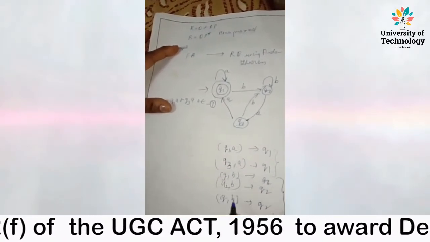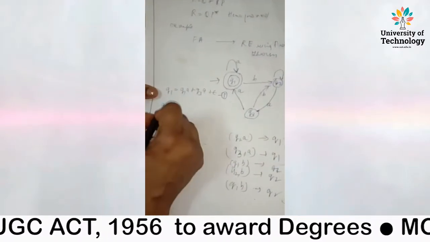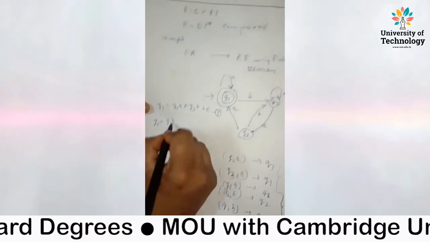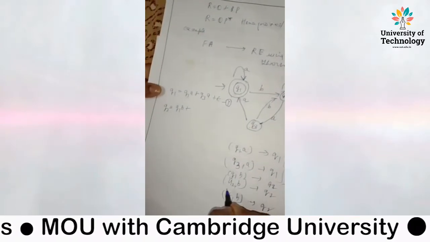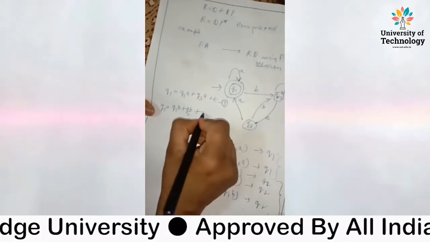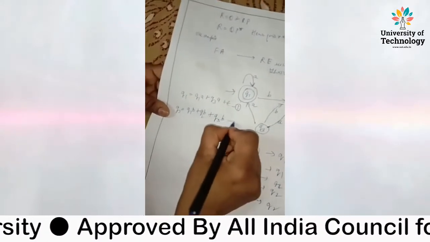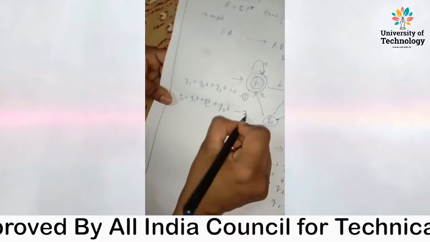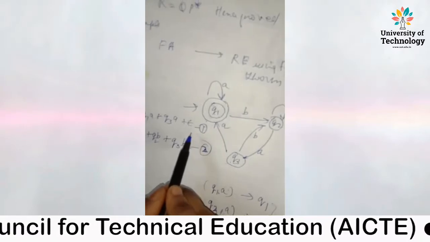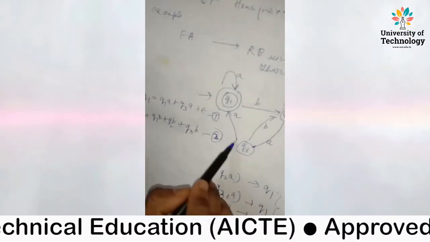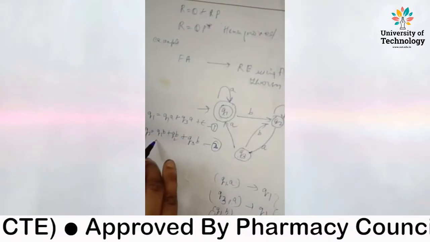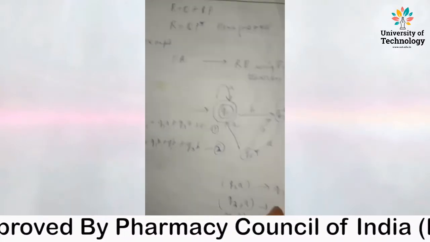Now we are going to form an equation with these three ways. So Q2 is equivalent to Q1B plus Q2B plus Q3B. Mark it as equation number 2. Now the question arises, why are we not putting an epsilon over here? We are not putting epsilon over here because Q2 is not the initial state, so we are not going to write epsilon. These two lines are clear to you? Any confusion? No? So let's move further.